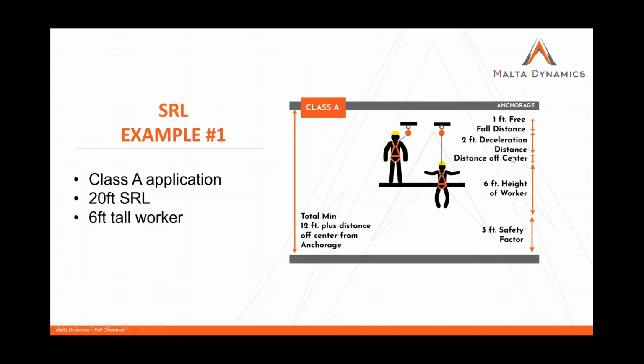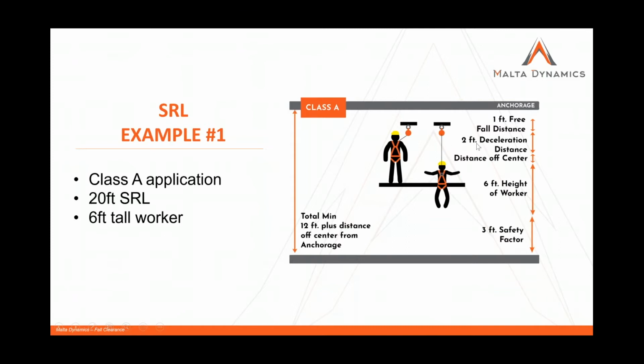Then we have the distance off center, right? So this is kind of a swing fall conversation. He's not directly under his anchor point. So you have to add the 2 feet he's over here, because when he swings back in under the anchor, remember, you always end up under your anchor unless you hit the ground, and that's keeping you from doing that. So you have to add another 2 feet. Guess what? If the guy walks 10 feet away from his anchor, and he's 10 feet away from directly underneath the anchor, you have to add 10 feet to it. So you have to be very aware of where your guys are working. And then you have, of course, the 6 feet of the height of the worker and the 3 foot safety factor.